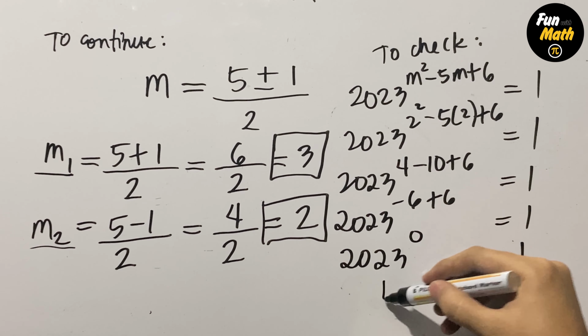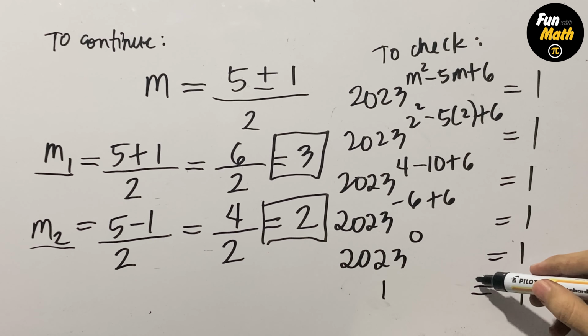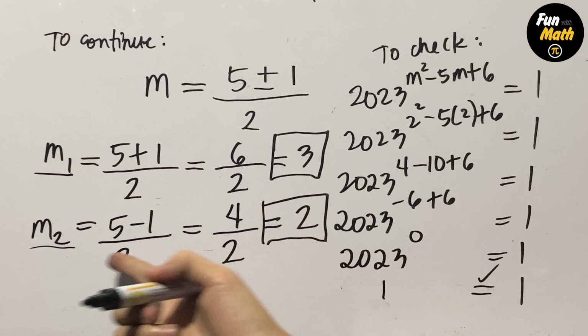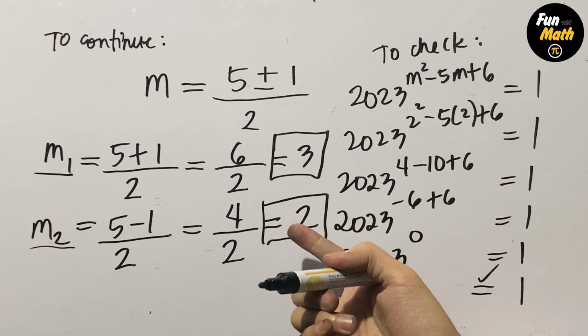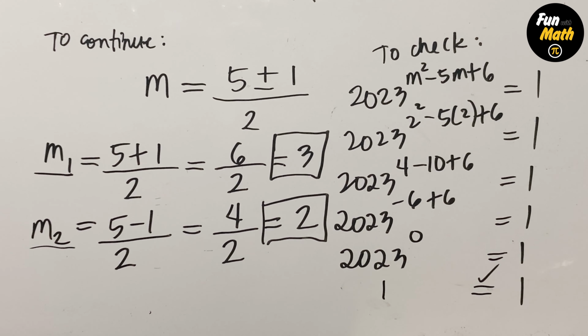So this is 1 equals 1. Therefore, the value for the second m, which is 2, is correct.